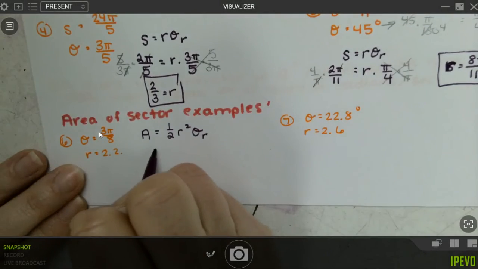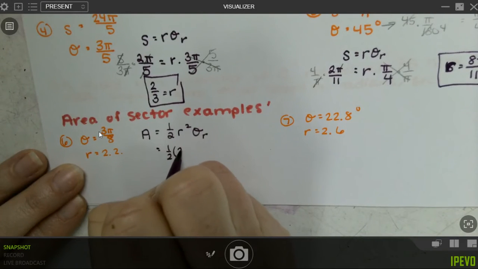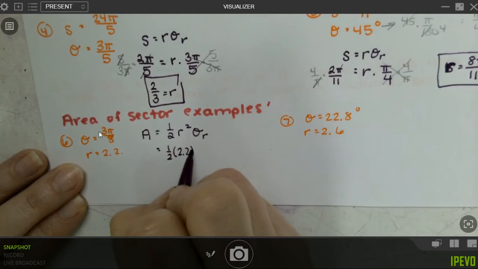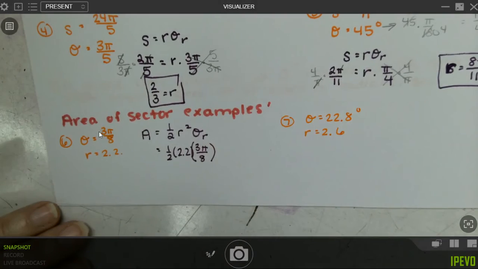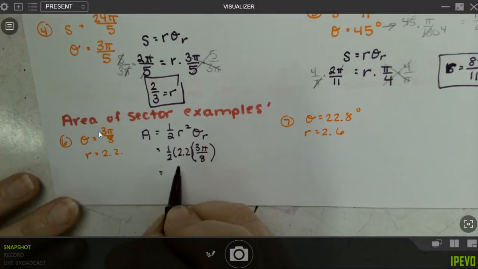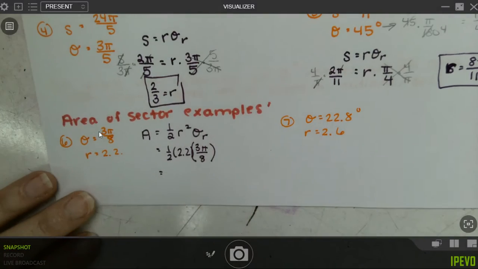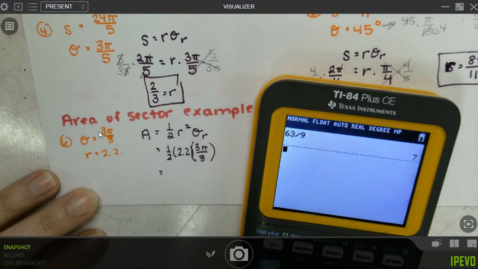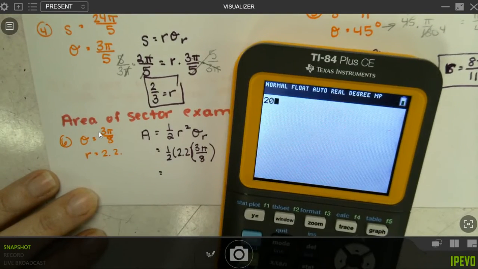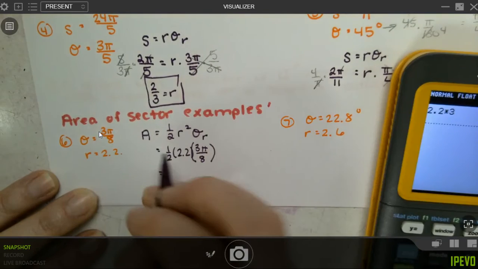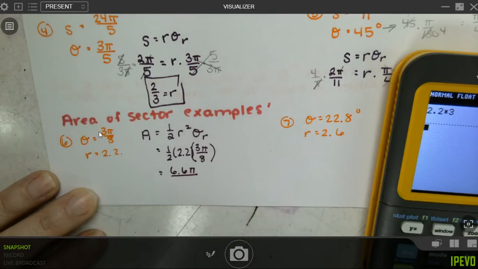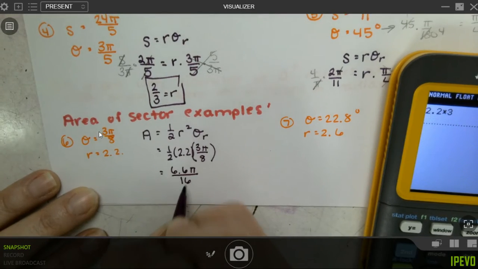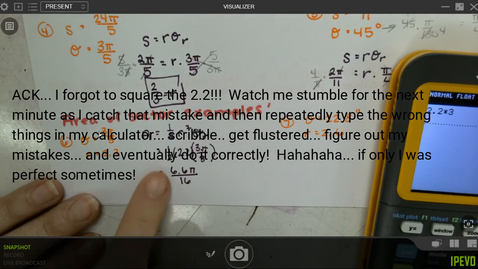All right, we don't know the area. We do know the radius. And we know the measure of the angle in radians. And from there, you just multiply. So I'm going to just use my calculator for right now. 2.2 times 3 is 6.6. So that's going to be on the top. And then 2 times 8 is 16. And we need to simplify this part.